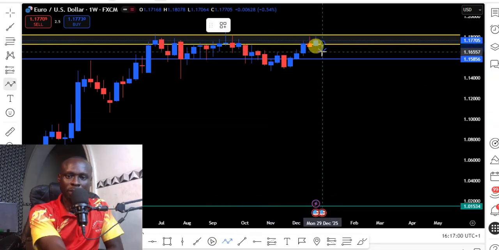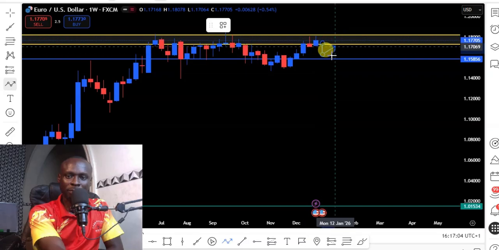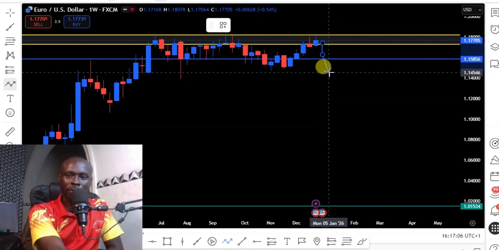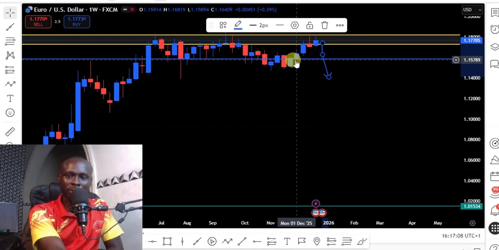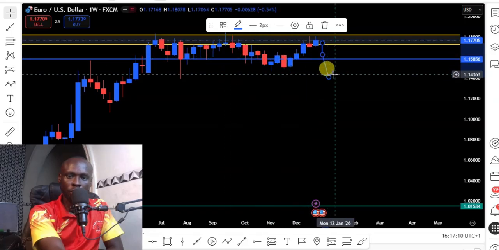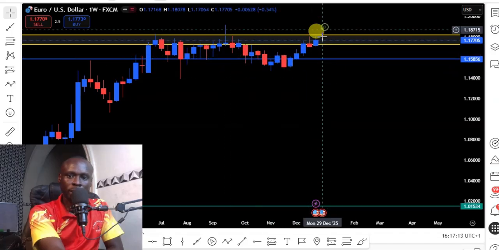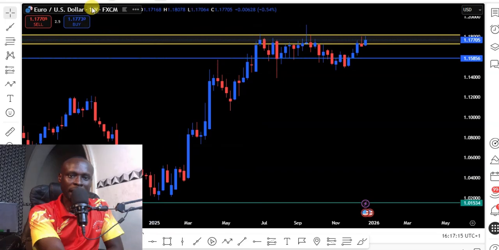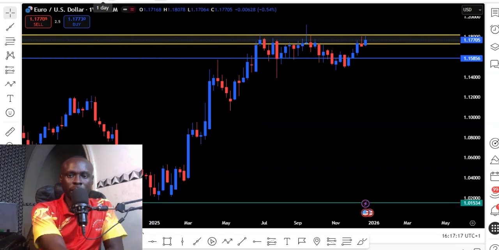So we expect price to move to this next support level, and if price fails to break this support level, we might see a reversal, but if price breaks it, we might see further selling for the EURUSD. So we expect a reversal of price back to this support level this coming week. EURUSD still remains sideways this week. We don't have a clear direction yet on the EURUSD.